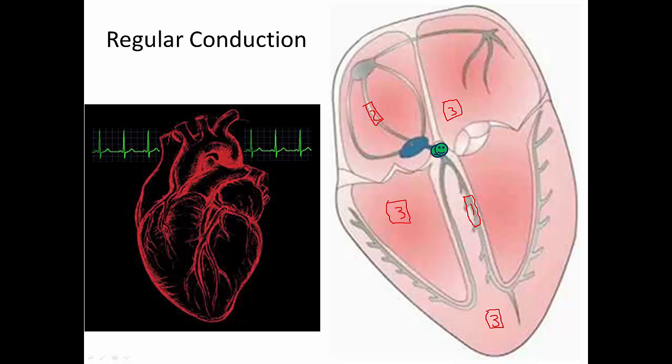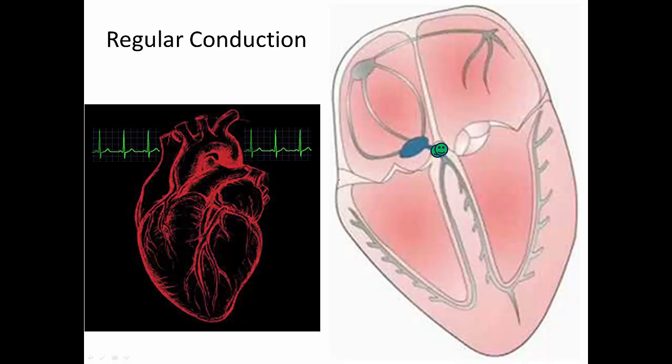And then fourth, which is the slowest, would actually be the AV node, which makes sense because the AV node is going to kind of stall the signal, if you will, so that the atria have time to contract so that blood can go to the ventricles before the ventricles contract. So I'm going to go ahead and erase that.